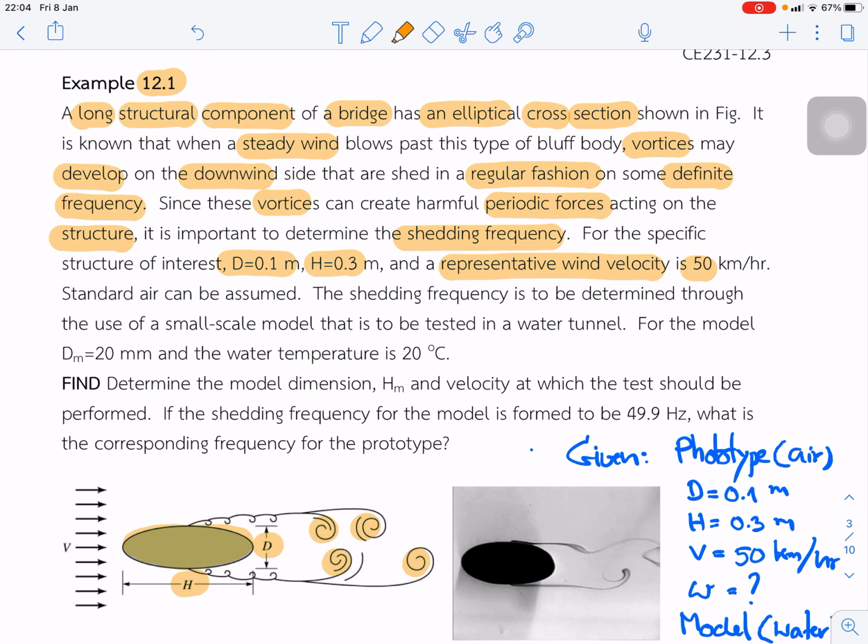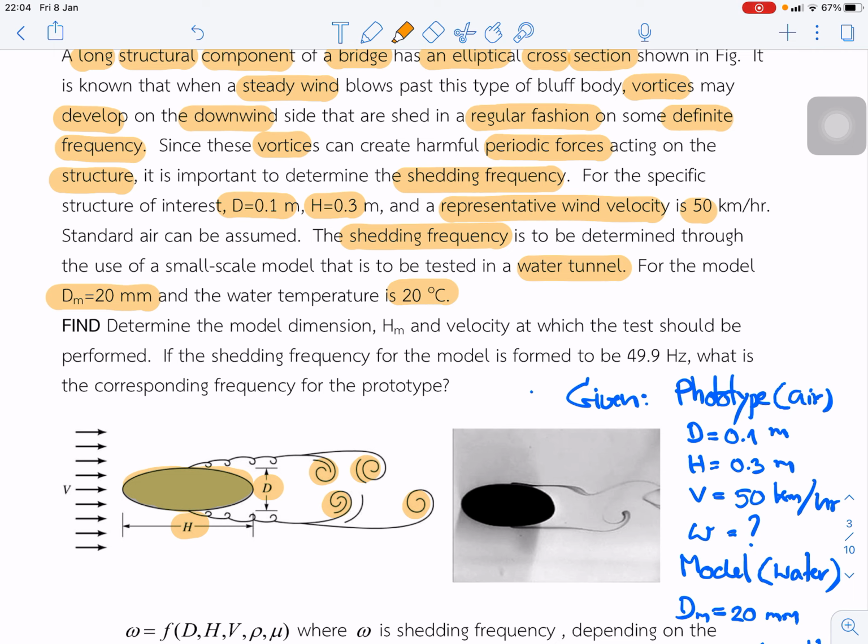Standard air can be assumed, and the shedding frequency is to be determined through the use of a small-scale model that is to be tested in the water channel. For the model, Dm is 20 millimeter and the water temperature is 20 degrees C. Determine the model dimension Hm and the velocity at which the test should be performed. If the shedding frequency for the model is found to be 49.9 Hz, what is the corresponding frequency for the prototype?